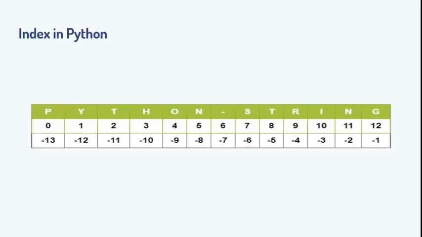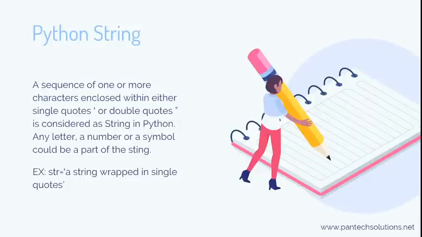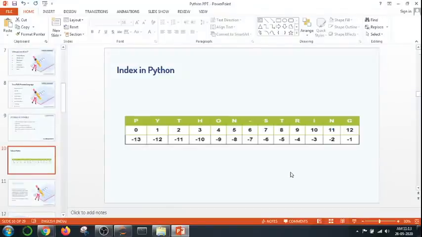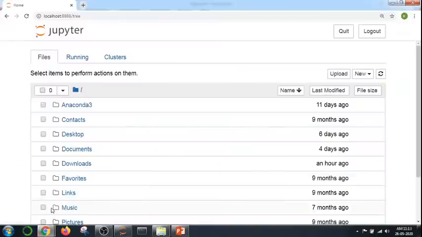From left to right is positive and right to left is negative. You have to know about index value, because I will tell you what the use of this index value is. After this I will move directly to the technical part. For this purpose I am using a Jupyter notebook, Anaconda Navigator Jupyter notebook. I have already opened the Jupyter notebook.